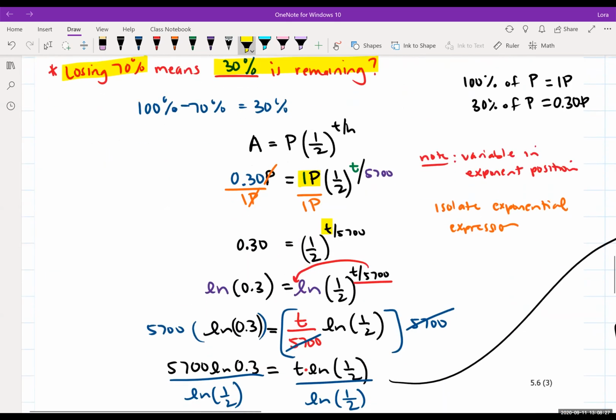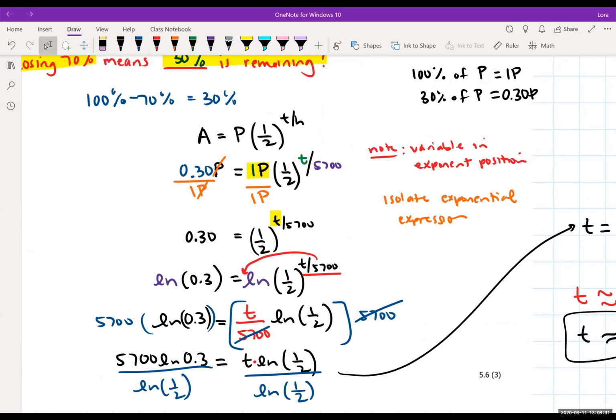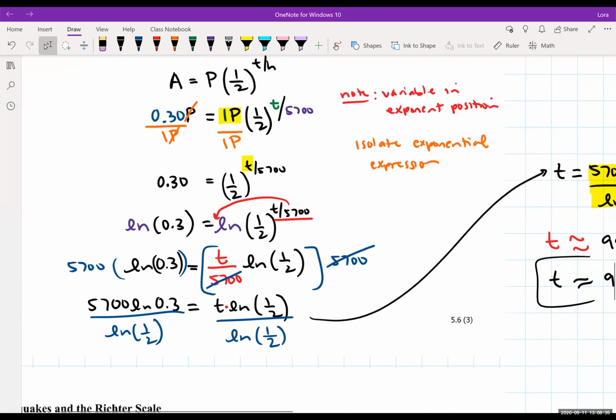Take a little bit more time to practice these. You'll notice that sometimes they already know what the time is and they want to figure out what the half-life is. Feel free to play around. I hope this helps in the meanwhile.